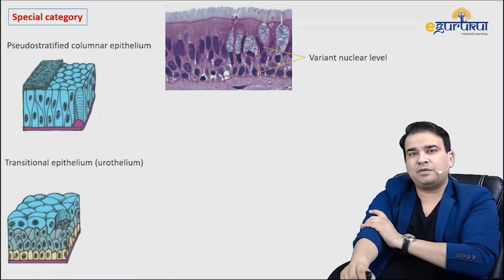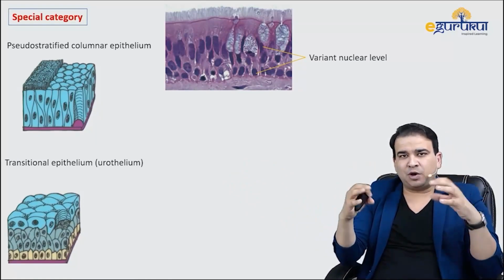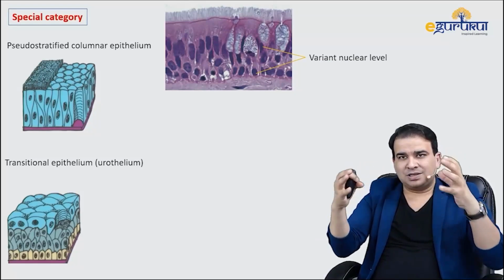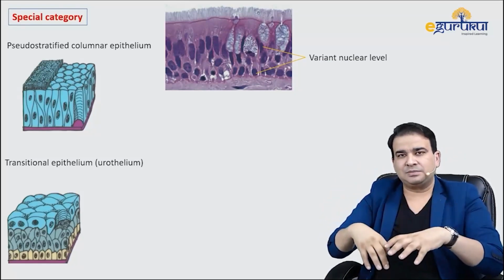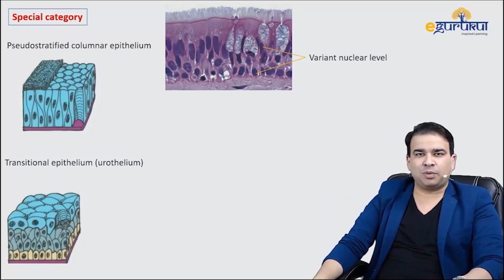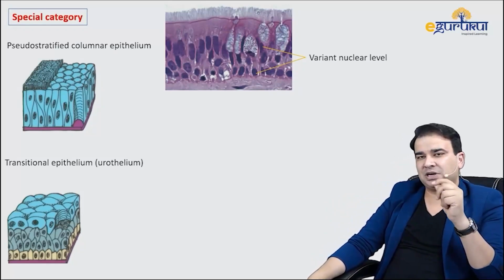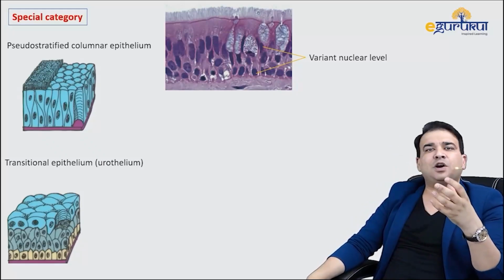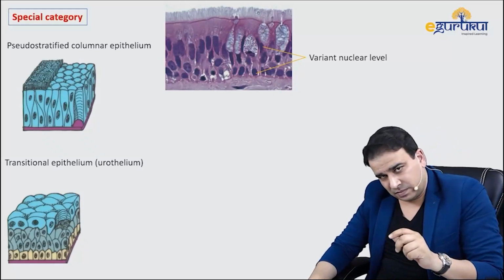The topmost layer is made up of cells which are umbrella shaped, dome shaped. That's why we call them umbrella cells, because each covers more than two, or 2 to 3 cells underneath it. So we call them umbrella shaped cells, which are on the top. And that's why it is called the urothelium or the transitional epithelium. The special characteristics of the transitional epithelium we'll talk about separately in the urinary structures histology.